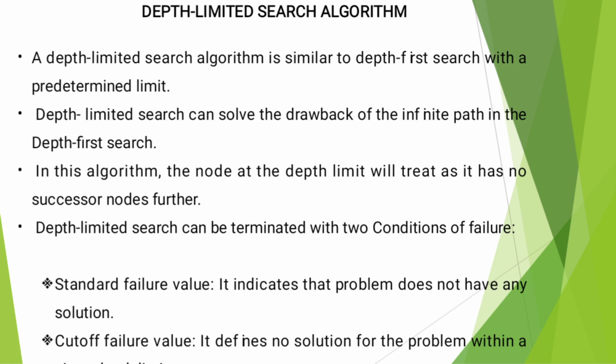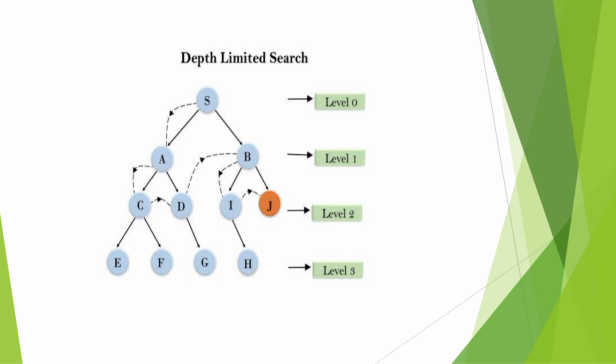Depth limited search can terminate with two kinds of failures. That is, the first one is standard failure, another one is cutoff failure. The standard failure indicates the problem does not have any solution. Cutoff failure means there is no solution within the depth limit. Here is the depth limited search algorithm tree structure. It also starts from S, then A, then C, D, then the next one is B, I, J, and so on.